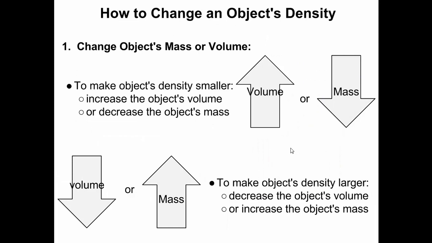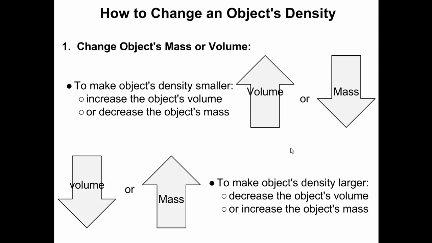So how do we change an object's density? There are 2 ways that we can change the object's density. We can change the object's mass, or we can change its volume. If we want to make an object's density smaller, we need to either increase the object's volume, so we're keeping the same amount of mass but spreading it out over a larger space, making it less dense, or we need to decrease the object's mass but keep the volume the same. Then there would be less mass in the space.